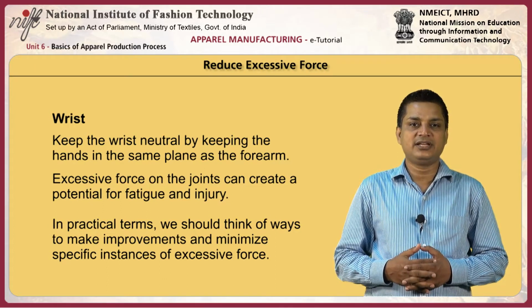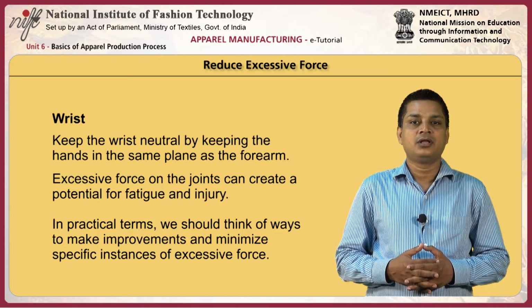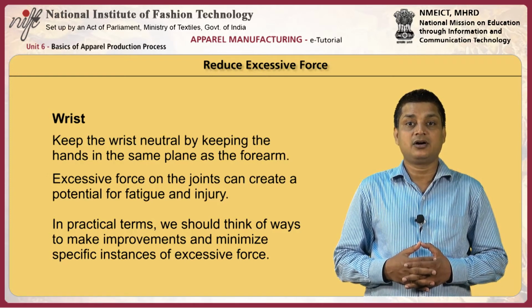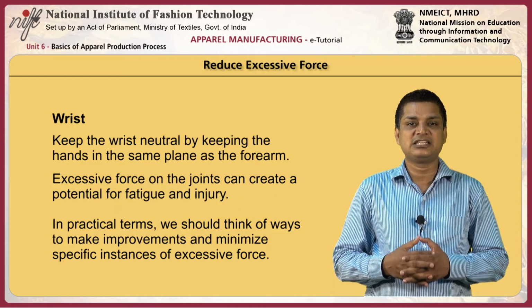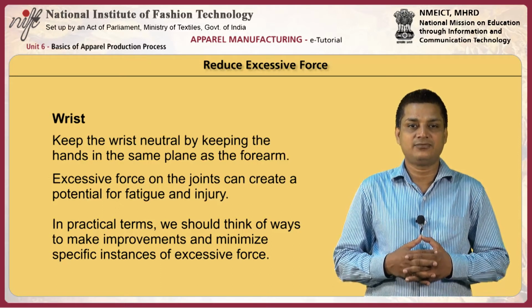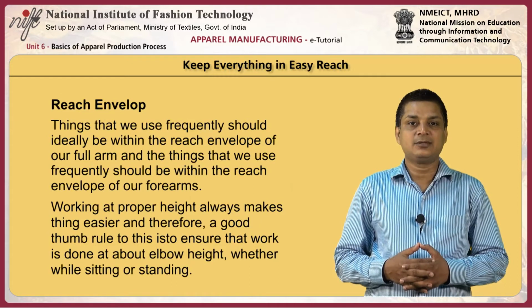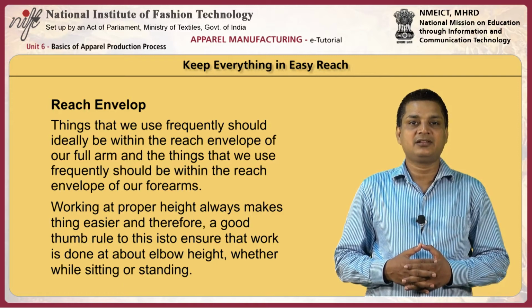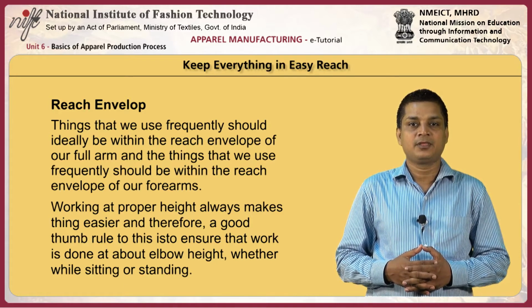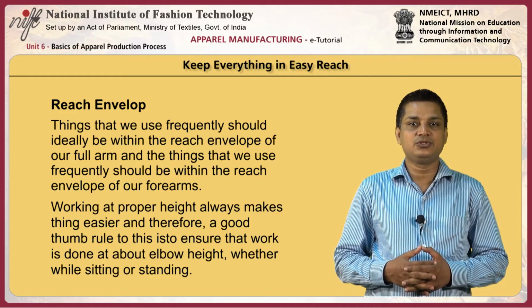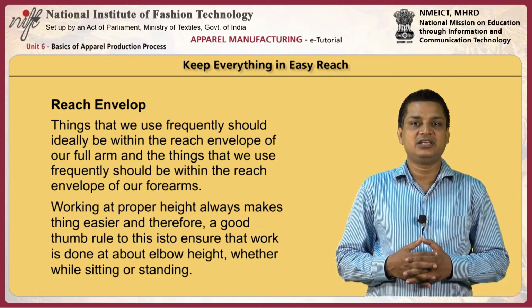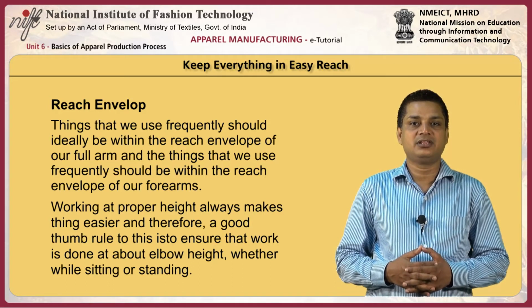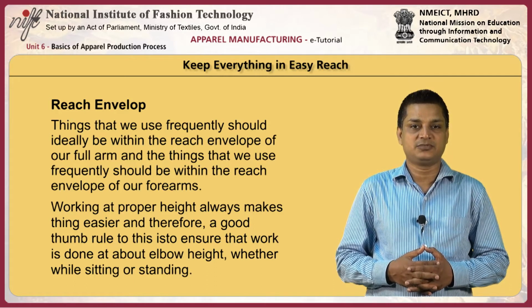Excessive force on the joints can create a potential for fatigue and injury. Therefore, in practical terms, we should think of ways to make improvements and minimize the specific instances of excessive force. It helps to evaluate a task from a specific perspective, keeping in mind the concept of reach envelope, which states that things that we use frequently should ideally be within the reach envelope of our forearms, and the things that we use less frequently should be within the reach envelope of our full arm.